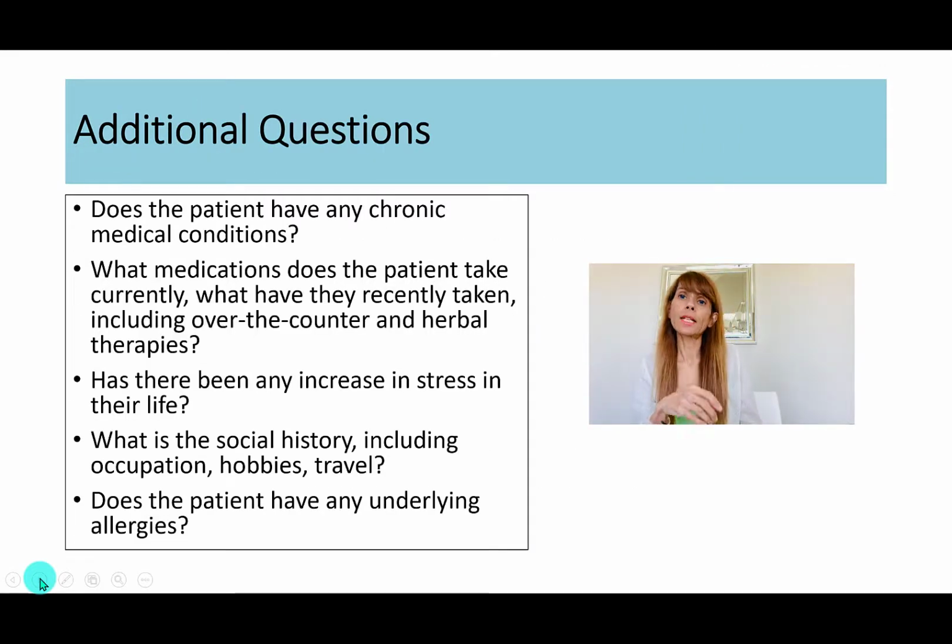Then of course we can ask additional questions: if the patient has any comorbid conditions, any other diagnoses they've had in the past or even recently, if they've used any herbal treatments or over-the-counter medicines, if they've had any stress in life, their hobbies, occupation, and travel history, so basically social history, and then any underlying allergies. Chances are, after you've gathered this much information, these additional questions plus the OLD PEN CAT questions, you would have sufficient information to make a working diagnosis, and then you move forward.